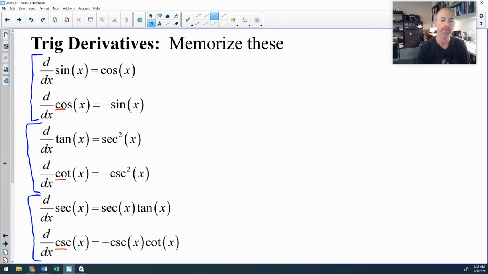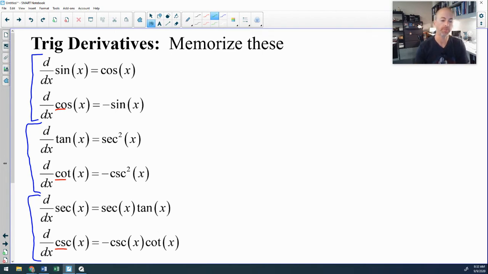And if you can remember sine, tangent, and secant, you'll notice that their derivatives are the co-functions of the original. So sine's derivative is cosine. Cosine's derivative is sine, except it's negative. If you look at tangent and cotangent, their derivatives are secant squared and negative cosecant squared. And same thing with secant and cosecant. Secant's derivative is secant tangent. Cosecant's derivative is negative cosecant cotan.